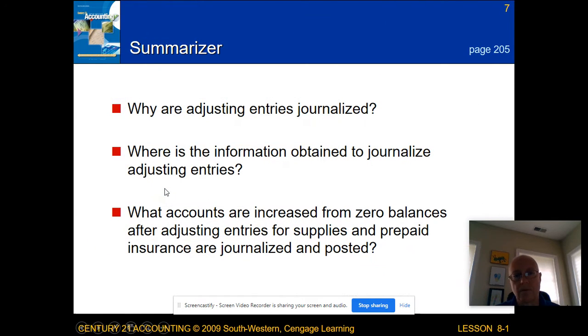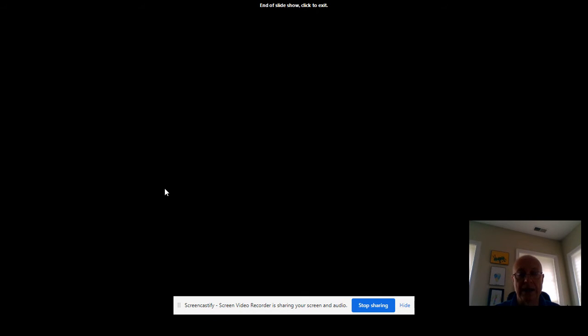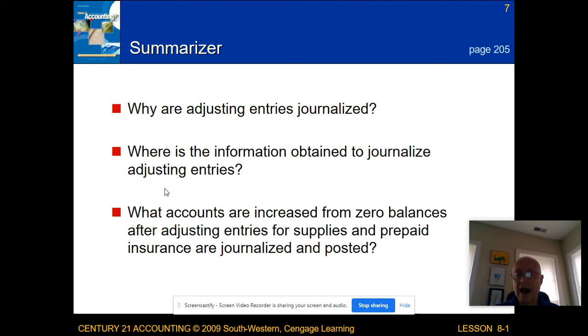Okay, so why do we adjust? Why do we record them? Well, because we haven't done so yet. Let's go back up here. We haven't recorded these entries. We made entries on the worksheet that we need to record. So where's the information? It's in the adjusting entry columns on the worksheet.